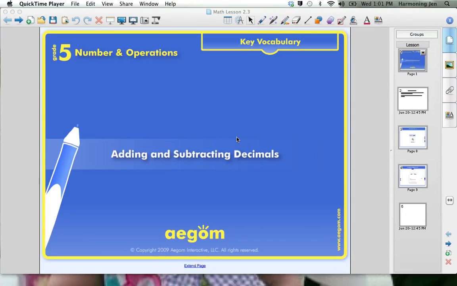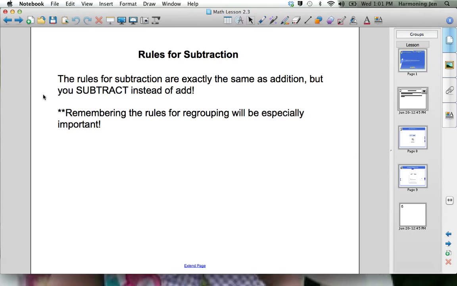This is the math video for lesson 2.3, and today we're talking about subtracting with decimals. Just like addition, there are rules for subtraction. So you need to take out your notebook, and this is the second entry we're making into our notebooks. So you should turn to your next clean page.